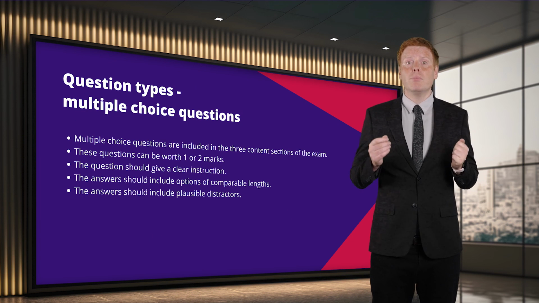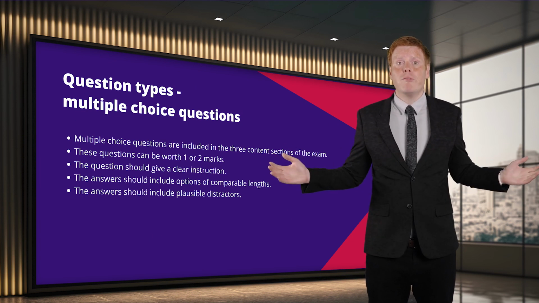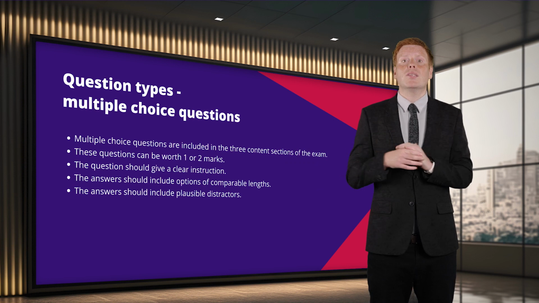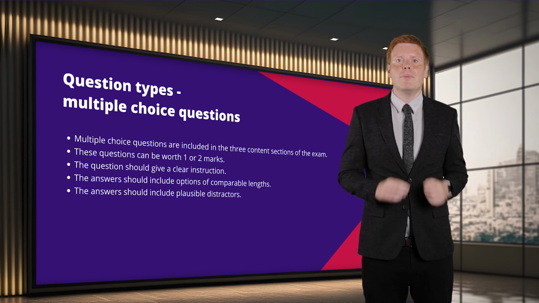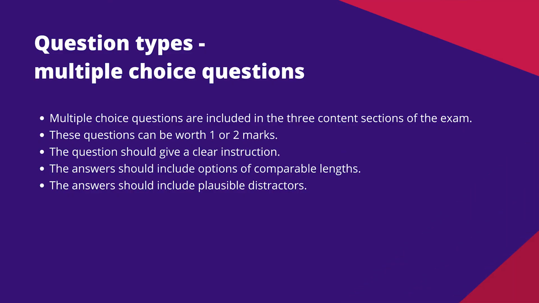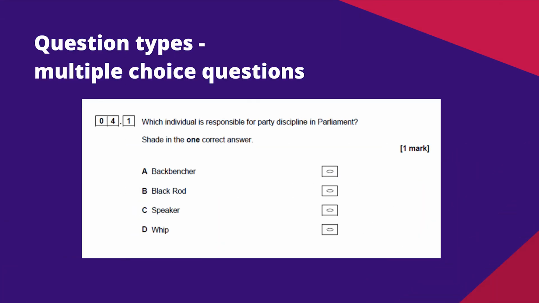In this subject, multiple choice questions are included throughout all 3 content sections of the exam. So that's the politics and participation, life in modern Britain, and the rights and responsibilities units. They're always worth between 1 or 2 marks. For these questions to be good and valid, they should firstly give clear instruction. This includes a clear and obvious question and the instructions for what needs to be accomplished in order to attain the available mark or marks. An example being that students will be directed to shade in 1 correct answer.